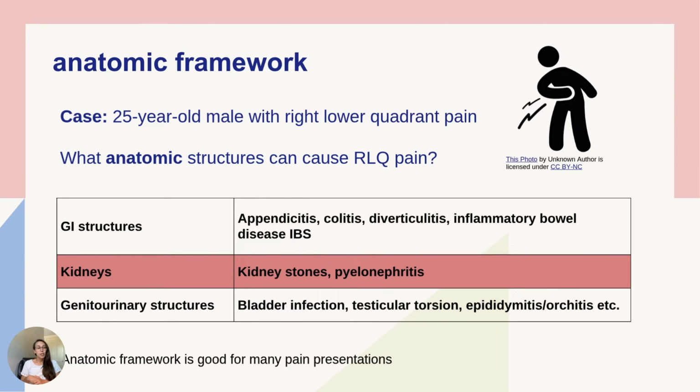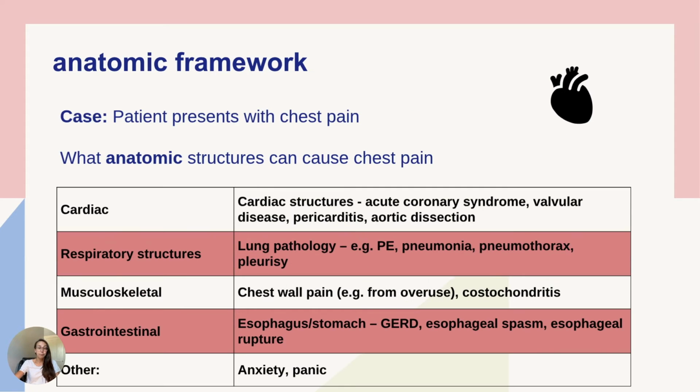And then lastly, genitourinary structures. Could it be a bladder infection? Could it be a testicular torsion, epididymitis, orchitis, etc.? So again, if I were to kind of wing it, I might actually maybe not think of testicular torsion if I'm kind of honing in on, oh, it's the appendix in the right lower quadrant. So again, having a framework helps tailor what you're now going to assess on your history and physical exam.